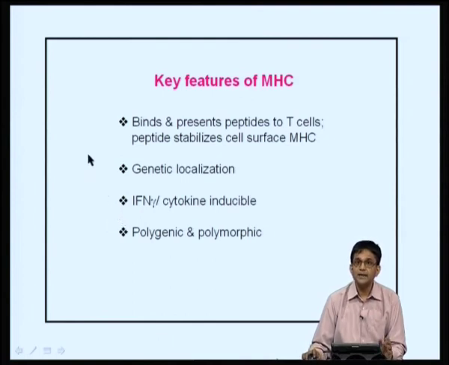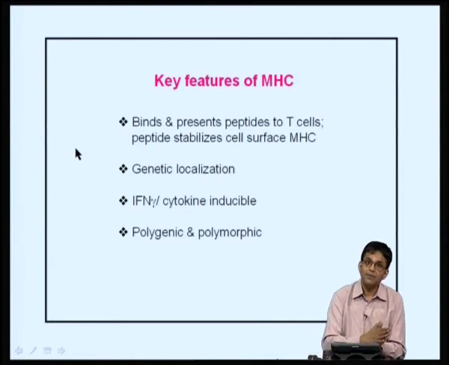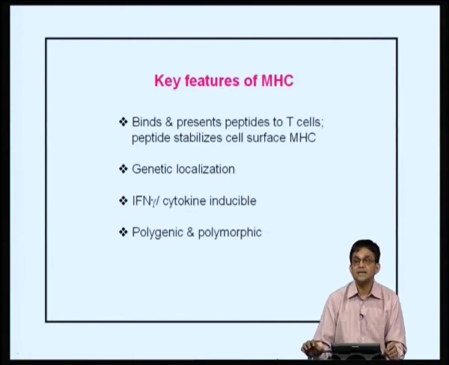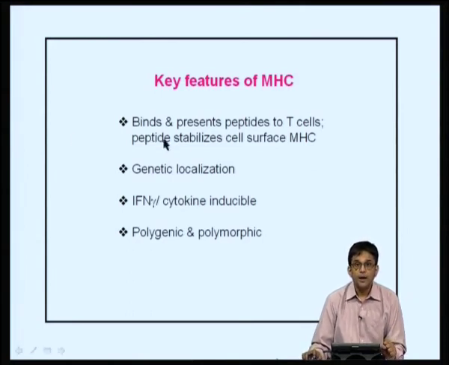Their role is in binding and presenting peptides to T cells. This is their primary role, and what is important about peptide binding is that peptide binding stabilizes cell surface MHC molecules. So, it is very important for peptides to bind to them because it stabilizes their structure and stability.